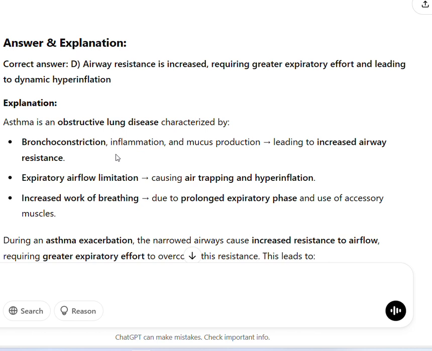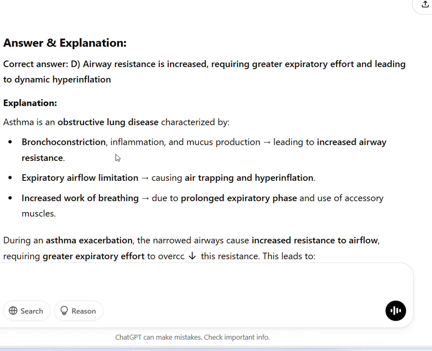Explanation. Asthma is an obstructive lung disease characterized by bronchoconstriction, inflammation, and mucus production, leading to increased airway resistance, expiratory airflow limitation, causing air trapping and hyperinflation, and increased work of breathing due to the prolonged expiratory phase and use of accessory muscles.